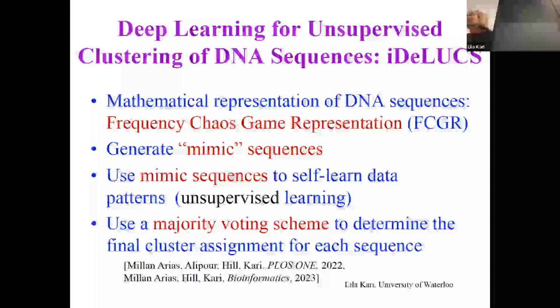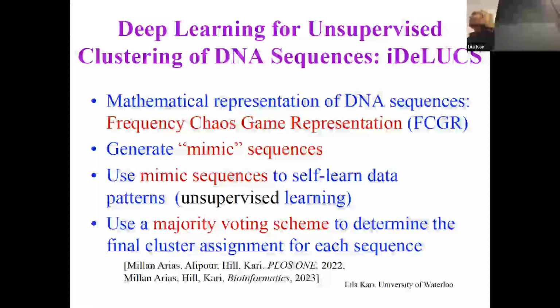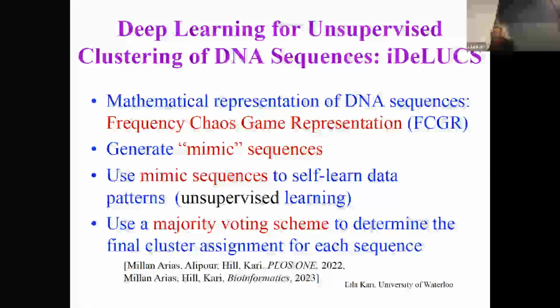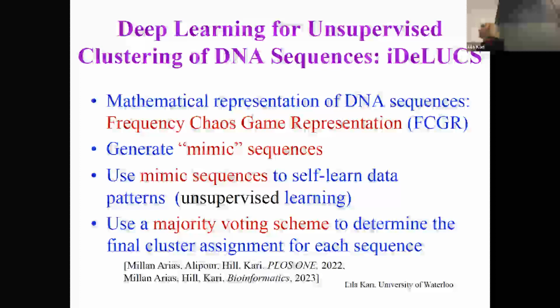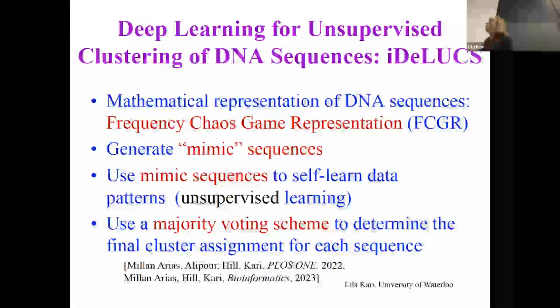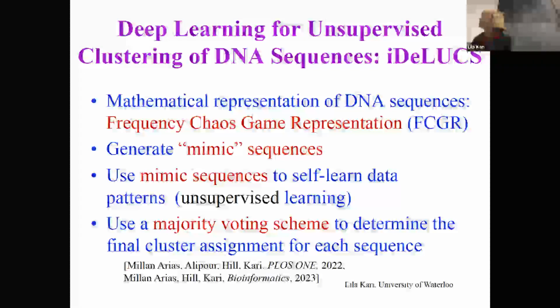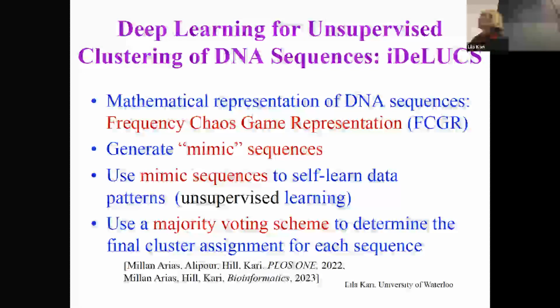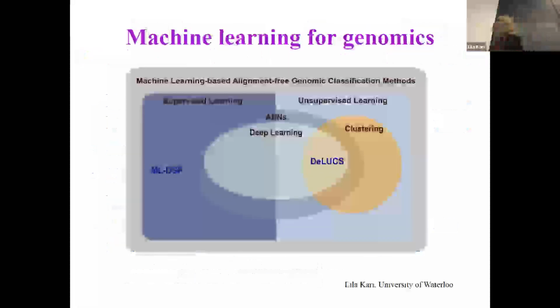So we know nothing about nothing, but we know that the original and these mimics, where we just introduced a bit of noise, have to belong to the same cluster. And then there was a loss function that had to be minimized. At the end, there was a big variability in the results, so we used a majority voting scheme to determine this. These are the papers from 2022 and 2023 that appeared about this.